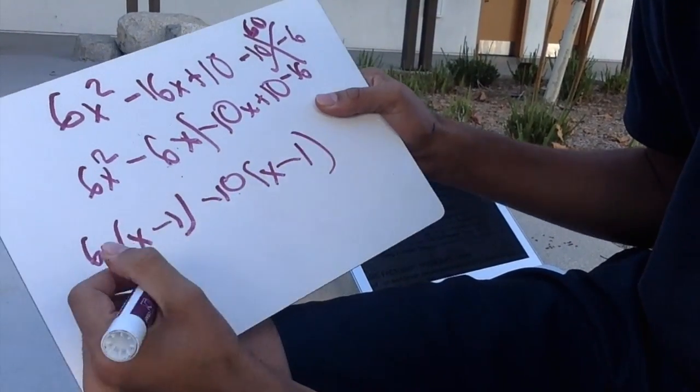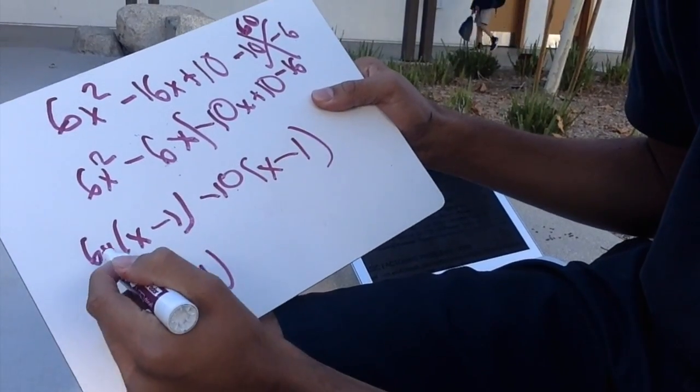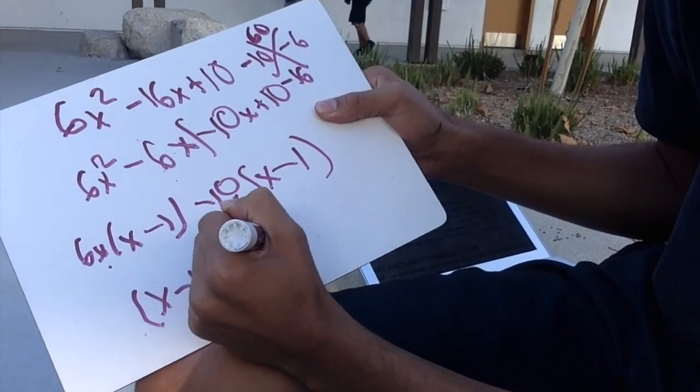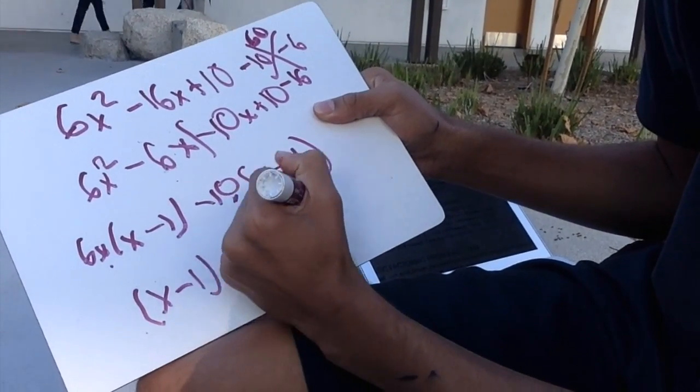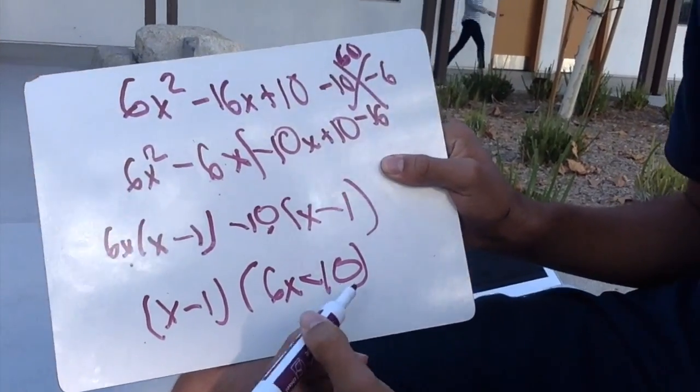And then from here you just do x minus 1. And whatever's left over on these is the answer. And there's your answer: x minus 1, 6x minus 10.